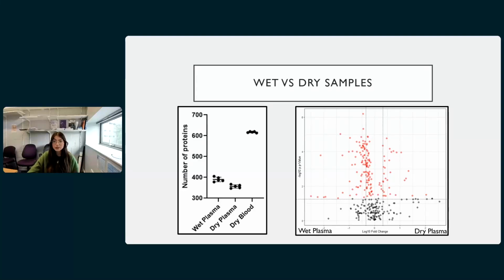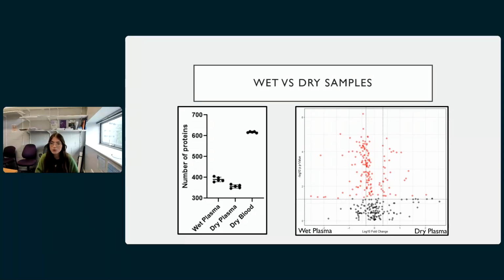And none of the absent proteins were necessarily interesting from a clinical proteomics standpoint, and some level of loss is inevitable, simply due to the fact that you're increasing the number of sample processing steps which are occurring. And whenever you increase the number of processing steps, you increase the opportunity for loss. Now, the volcano plot on the right shows the proteins which are significantly higher in either condition based on both their p-value and fold change. So the left-hand side of the graph shows the proteins significantly higher in the wet plasma samples, and the right-hand side shows the proteins significantly higher in the dry plasma samples.